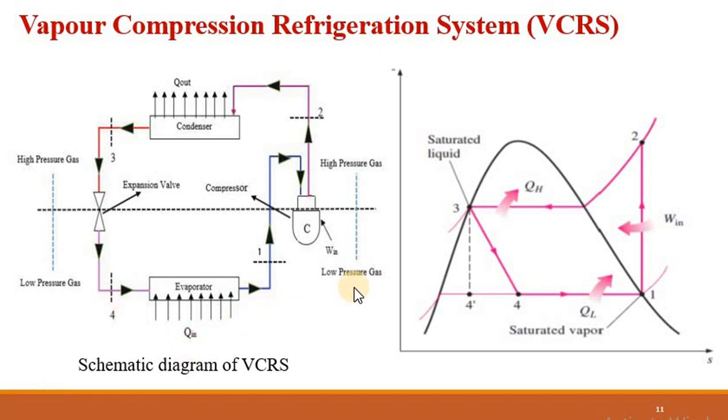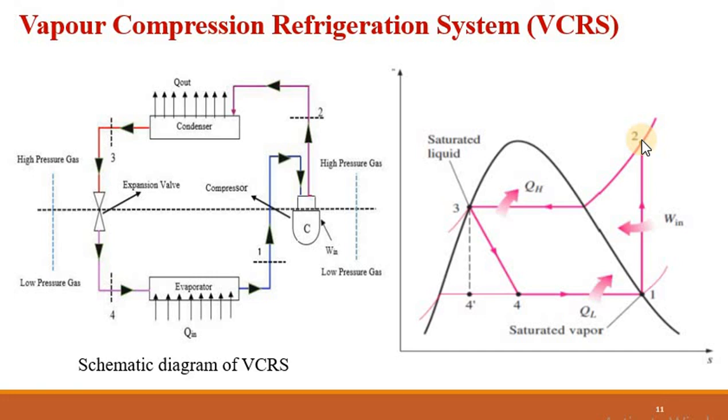Similarly, it may be seen with the help of this TS diagram also. On the vertical scale there is temperature, on the horizontal scale there is entropy. The 1 to 2 is the compressor, while it consumes energy, work is done on the system, and at point 2 the highest pressure as well as highest temperature is there, and this is in superheated state.